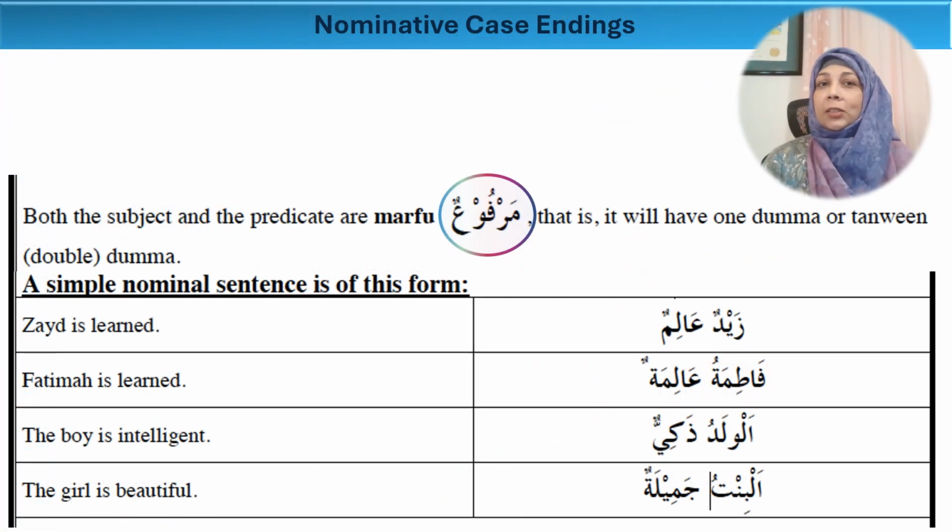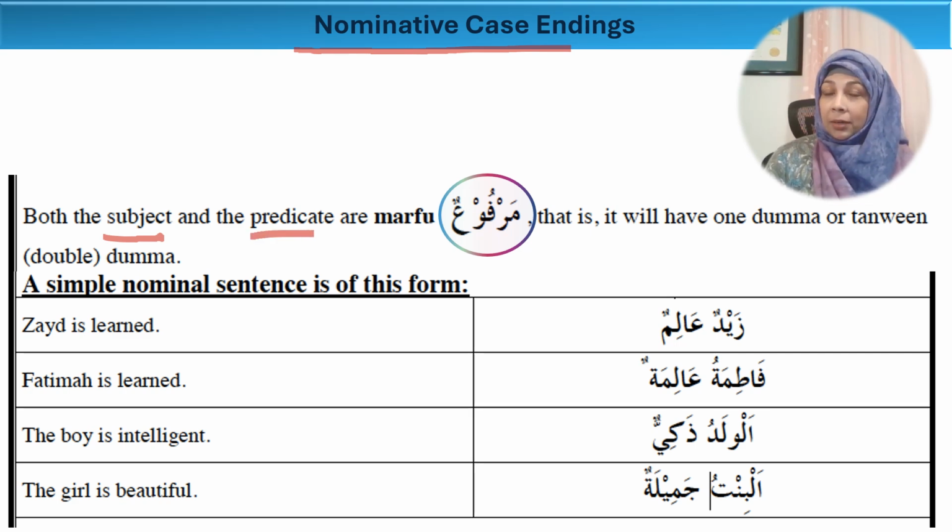So now let's continue to look at examples for the nominal case endings. As I said before, both the subject, the mubtada, and the predicate, the khabar, are marfu'un. That is, it will end with one Dhamma or tanween Dhamma, which means there are two Dhammas. We have seen these sentences before, so let's go over them again.